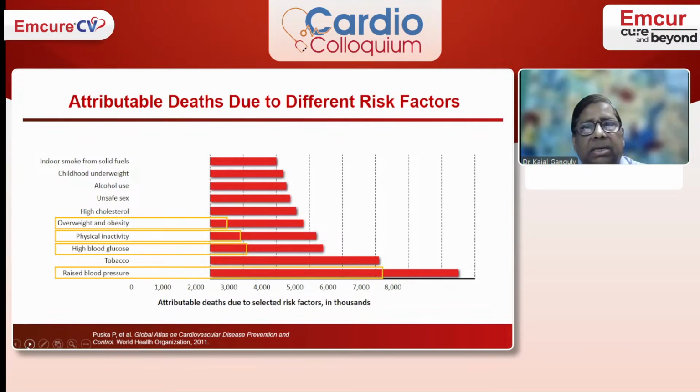Attributable death due to different risk factors. You see, highest is diabetes mellitus, then comes smoking, and then comes high blood glucose. So these are the common three factors which lead ultimately to vascular diseases and death. Next.